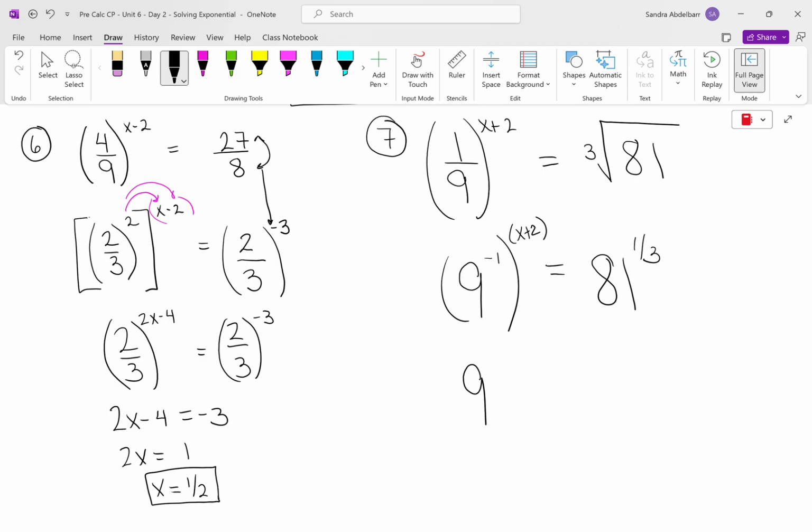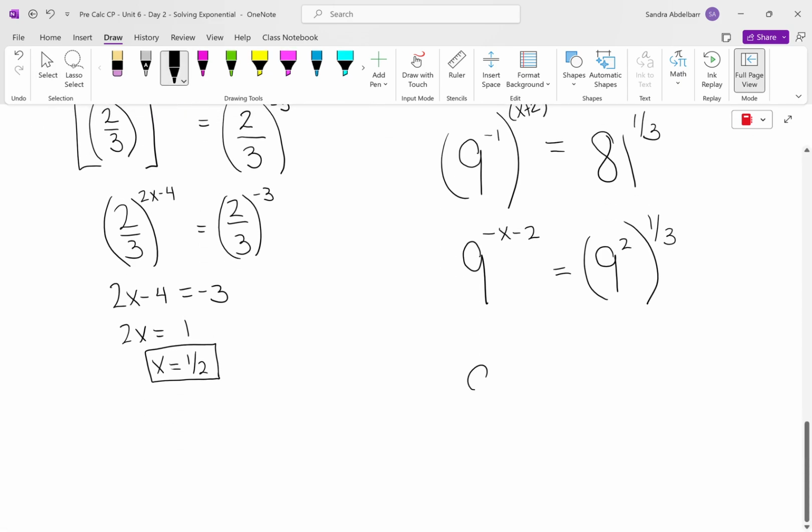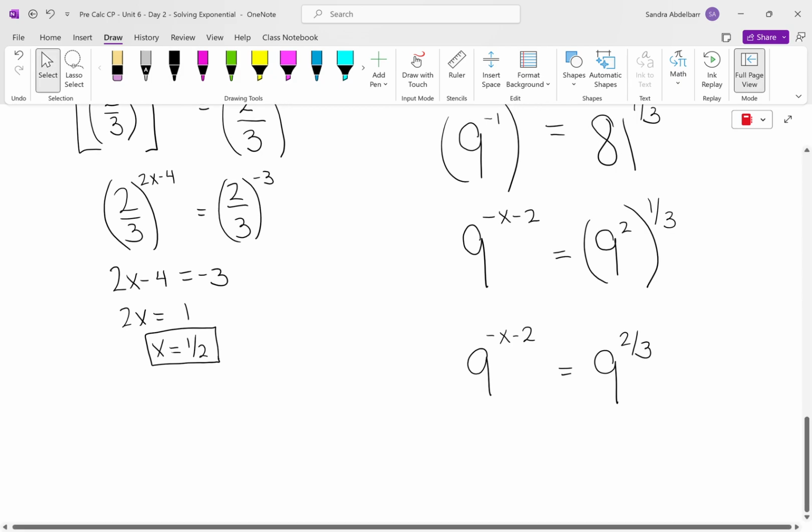Now we need to change them both into the same base. What base am I going to change them into? 9. So this stays 9, I should say. I'm going to distribute in that negative, so it's negative x minus 2. And on the other side, I'm going to have 9 to the second raised to the 1/3. So we're going to have 9 raised to the negative x minus 2 equals 9 raised to the 2/3.